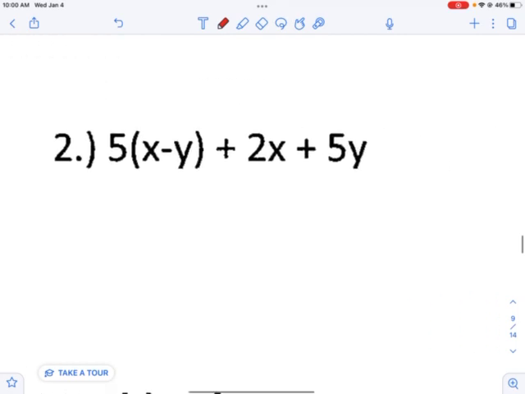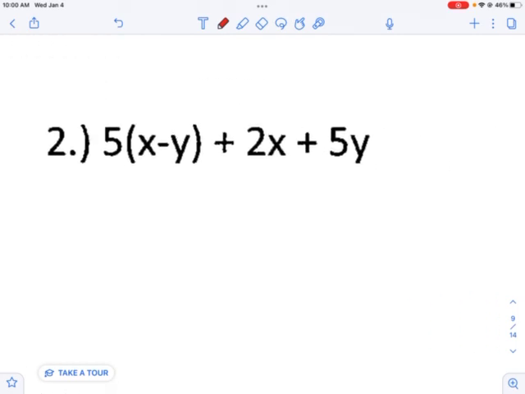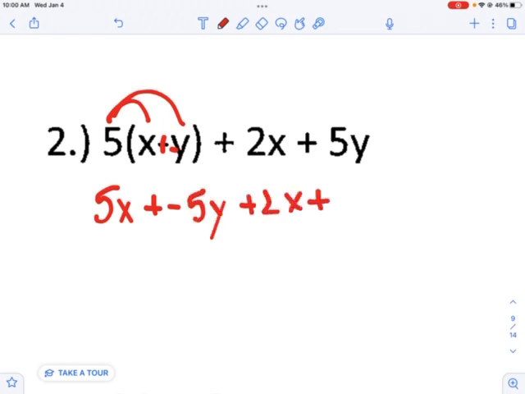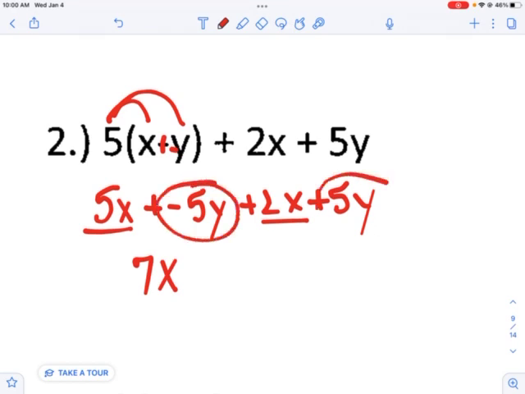Over on number 2, okay? So I can do, again, the 2 pencil mark trick there, and I must use the distributive property. All right, so 5 times x is 5x. 5 times negative 5 is negative 5y. Plus 2x plus 5y. All right, so let's find some like terms here. I have 5x and 2x, okay, which makes 7x. And then I have negative 5y and 5y. Notice they're eliminated. So my answer is 7x.